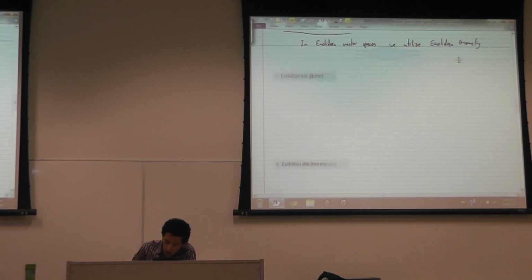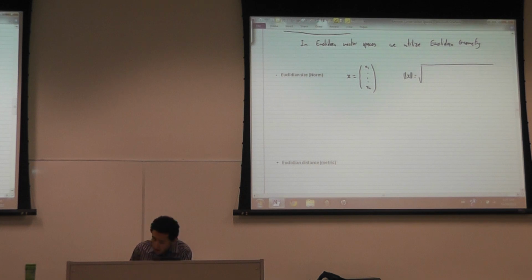So the size of a vector in Euclidean geometry, if x is equal to x1 all the way to xn, I live in an n-dimensional vector space. The size of the vector is measured using the geometric measure, which is the square root of x1 squared plus x2 squared plus x3 squared. Now this is called the L2 norm, because I'm squaring and then taking the square root.